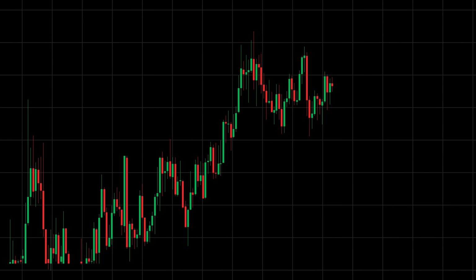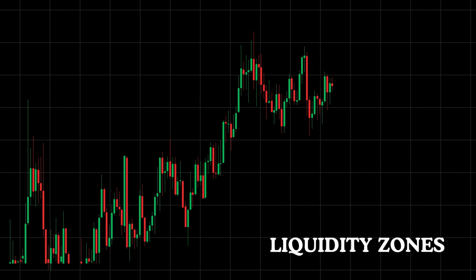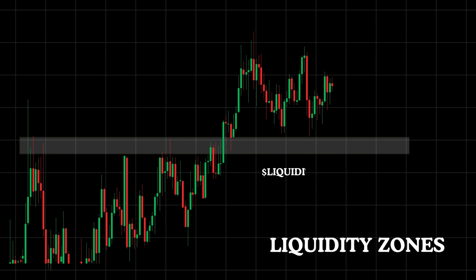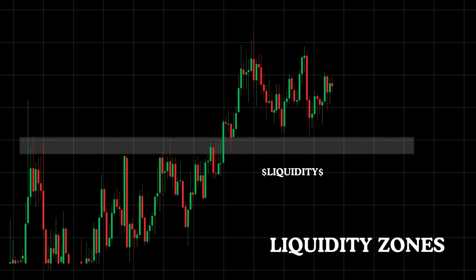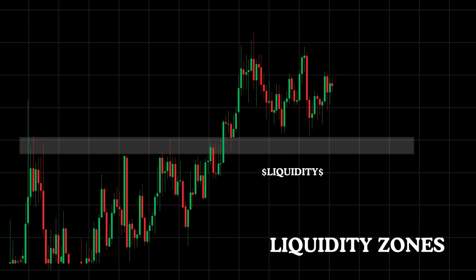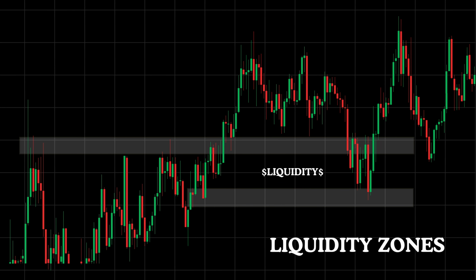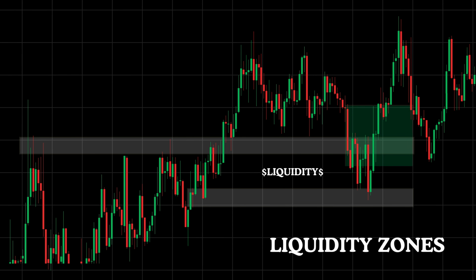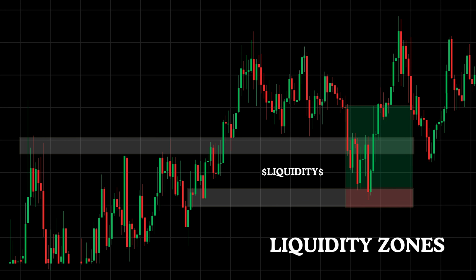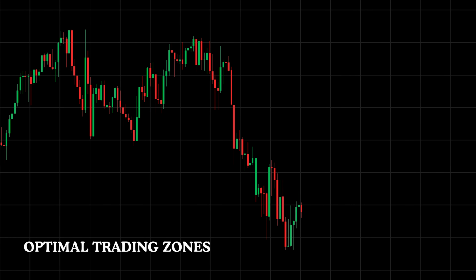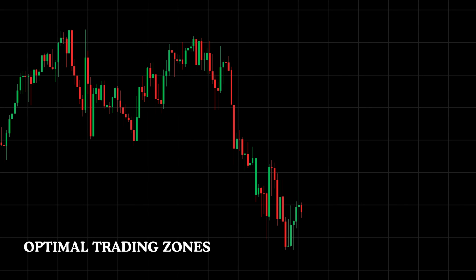The second concept is liquidity, which acts as the fuel of the market. Liquidity areas are points where retail traders enter the market and place their stops just beyond these zones. For simplicity, let's focus on equal highs, equal lows, and recent swing lows. When the market captures these liquidity areas, the probability of success increases significantly. Optimal trading zones refer to areas where high-quality trading concepts converge.